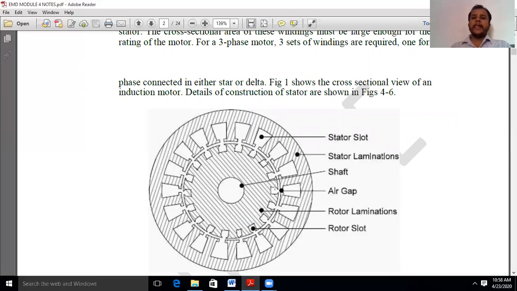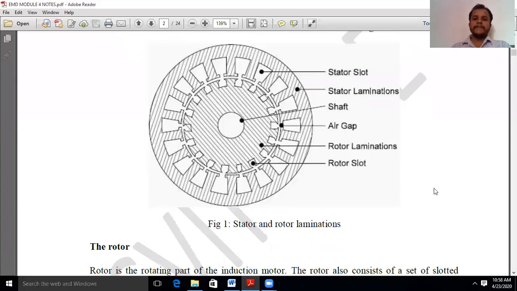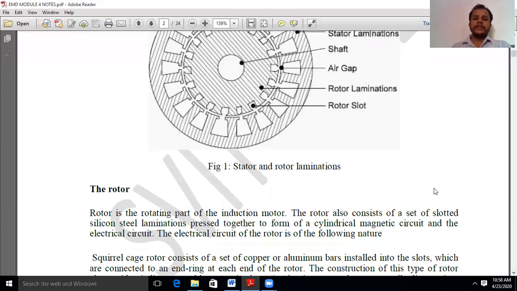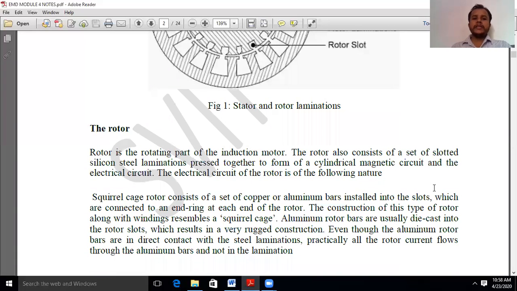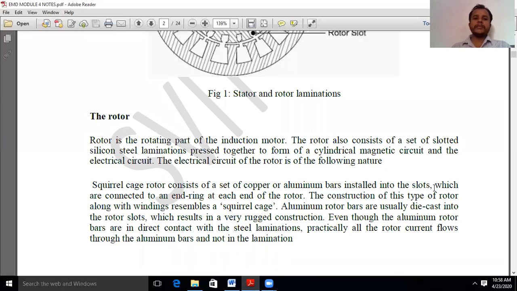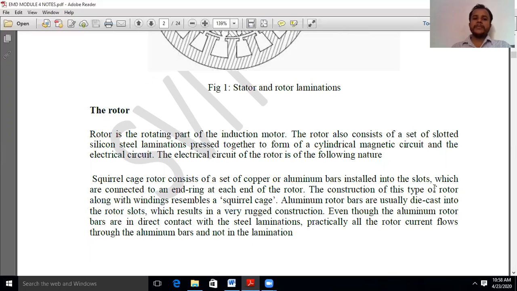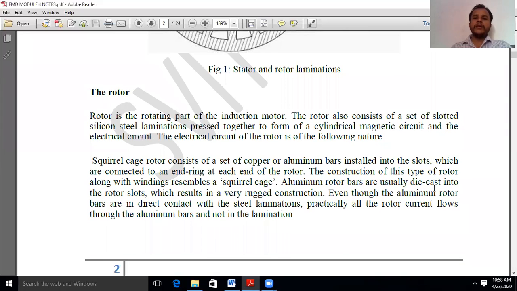So it is a cross-sectional view of an induction motor. In this case, again, about the rotor. Now the rotor is, as we know, the rotating part of the induction motor. The rotor also consists of a set of slotted silicon steel laminations pressed together to form a cylindrical magnetic circuit and the electric circuit. The electric circuit of the rotor is of the following nature.